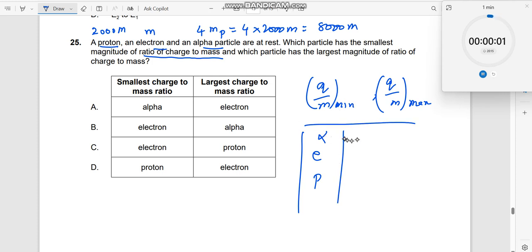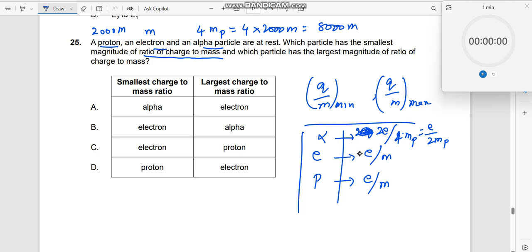So what is the value for alpha? Alpha in this case will have 2 protons and 2 neutrons. So it should have charge equal to 2E divided by 4 times the mass of the proton, which would be E by 2 MP. Now for an electron, the charge is E and the mass of an electron is M itself. And for a proton, this should be E divided by MP.